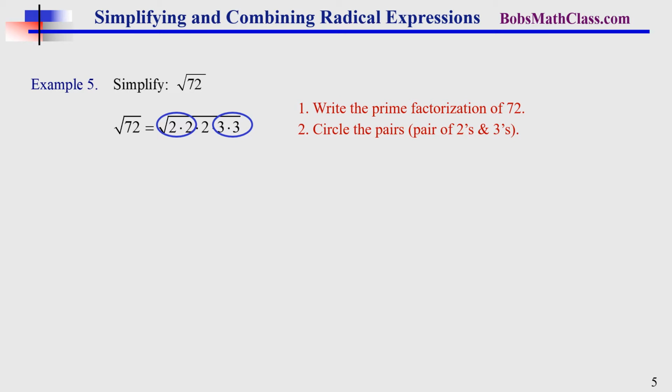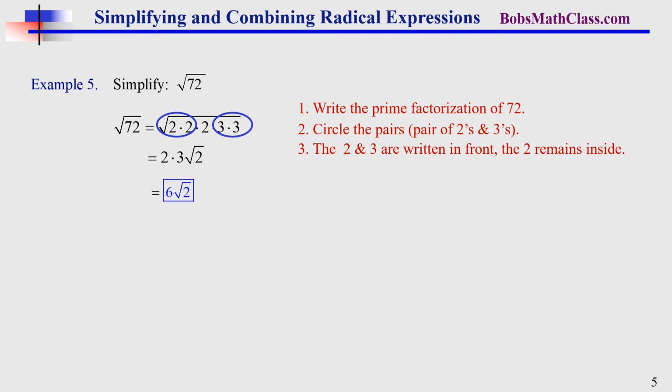So there's a pair of 2's and a pair of 3's. For each pair circled, we're going to put one of those numbers in front. So a 2 and a 3 are written in front of the radical. Whatever's not circled stays inside. There's a 2 that's not circled, so that will stay inside. So our final answer is 6 square root 2.